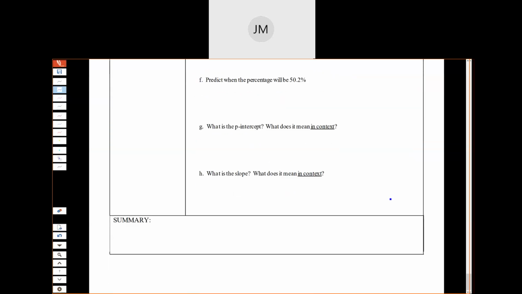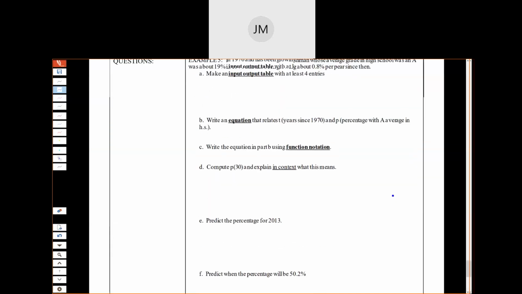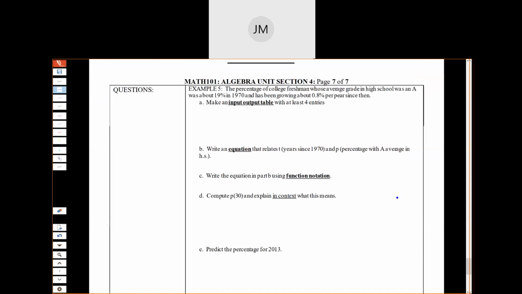Okay, I think this is our last example. The percentage of college freshmen whose average grade in high school was an A was about 19% in 1970 and has been growing at about 0.8% per year since then. Make an input table with at least 4 entries.